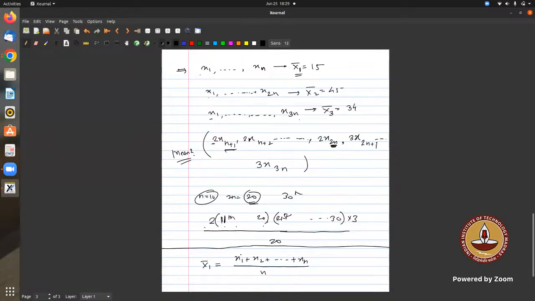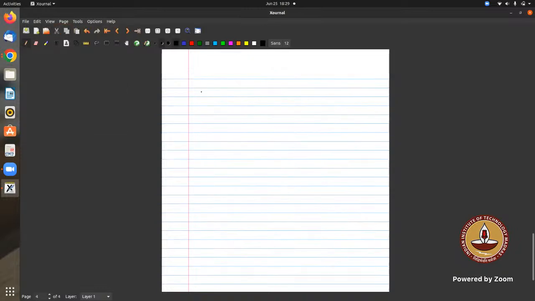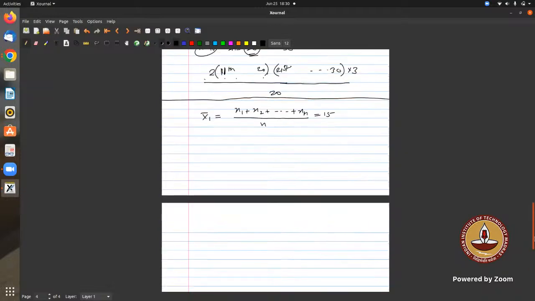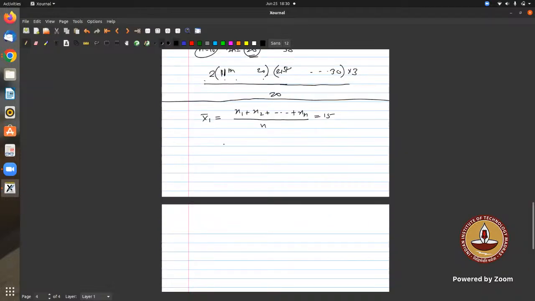So it is 15, right? So I can say that x1 plus x2 up to xn equals how much? 15n. This is equation number 1.